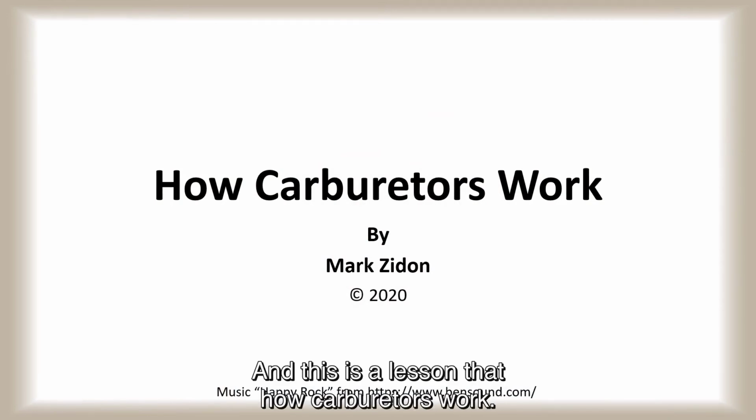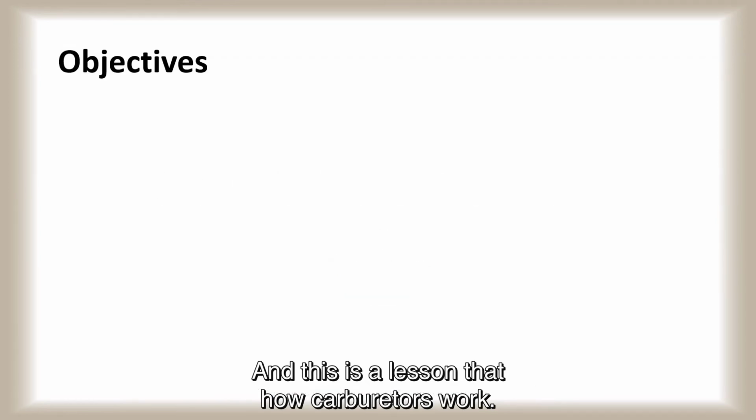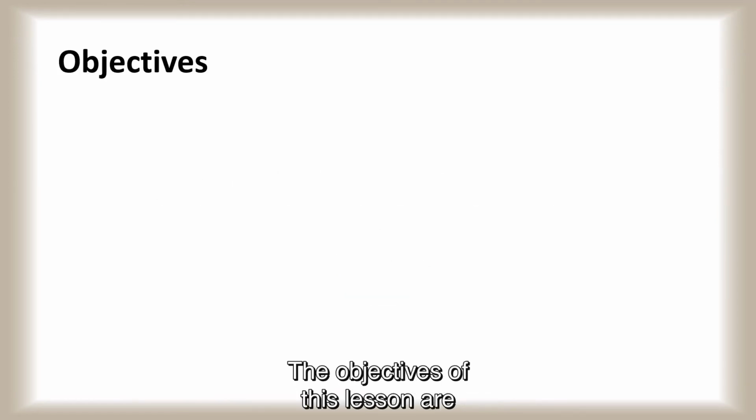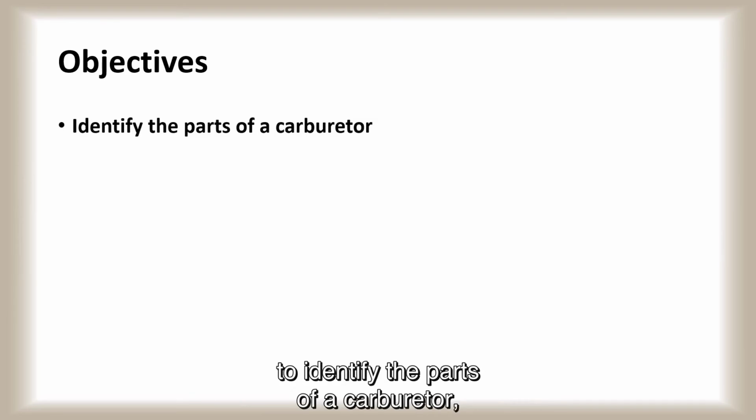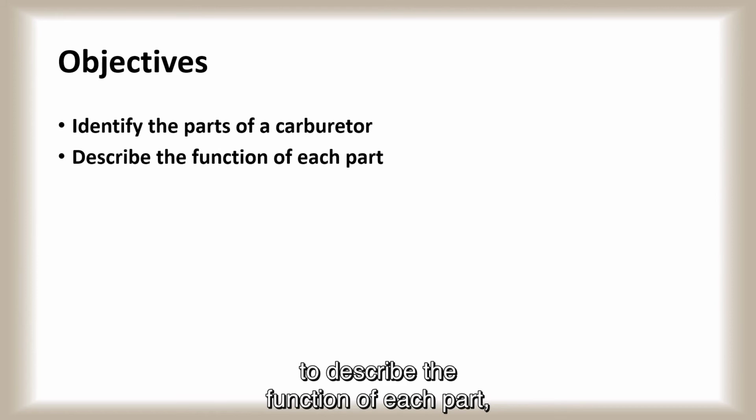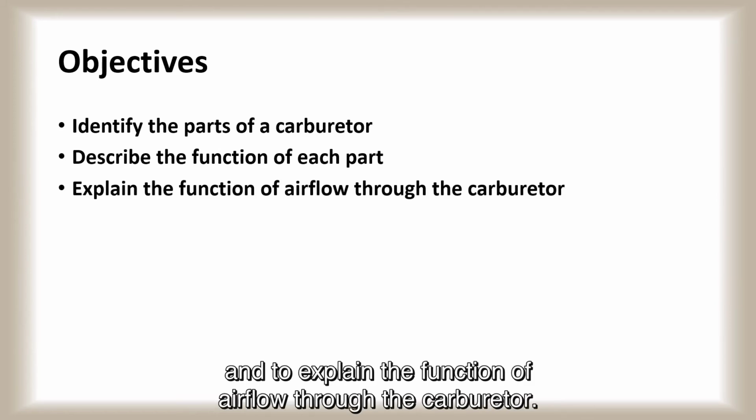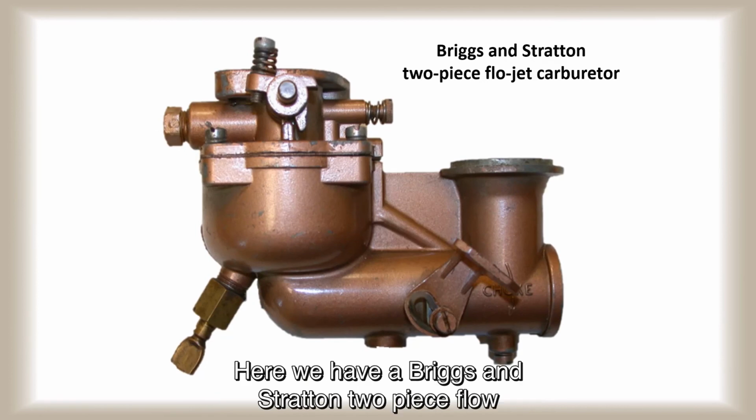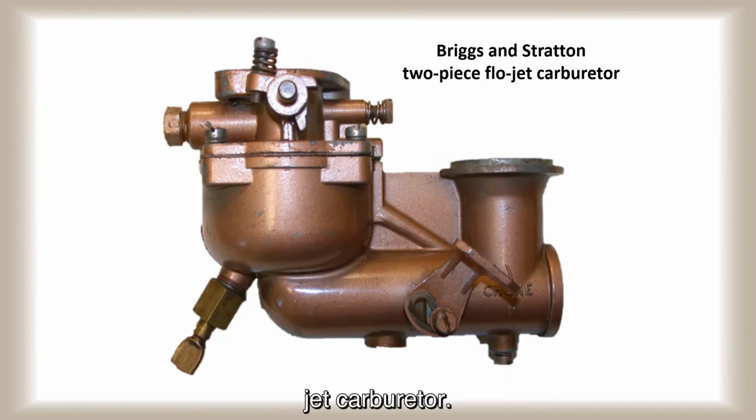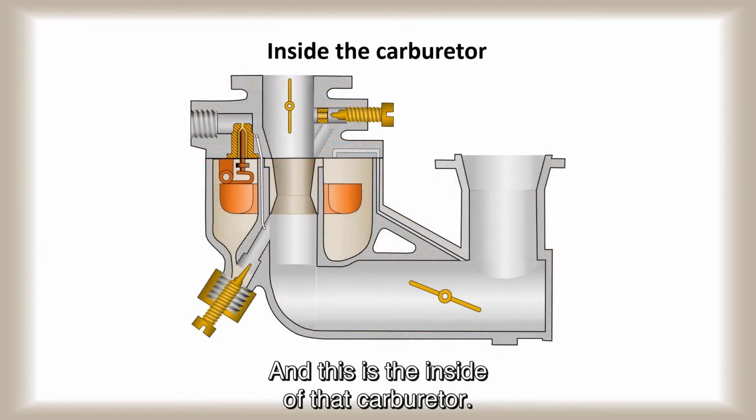I'm Mark Zidon, and this is a lesson on how carburetors work. The objectives of this lesson are to identify the parts of a carburetor, to describe the function of each part, and to explain the function of airflow through the carburetor. Here we have a Briggs & Stratton 2-piece flow-jet carburetor. And this is the inside of that carburetor.